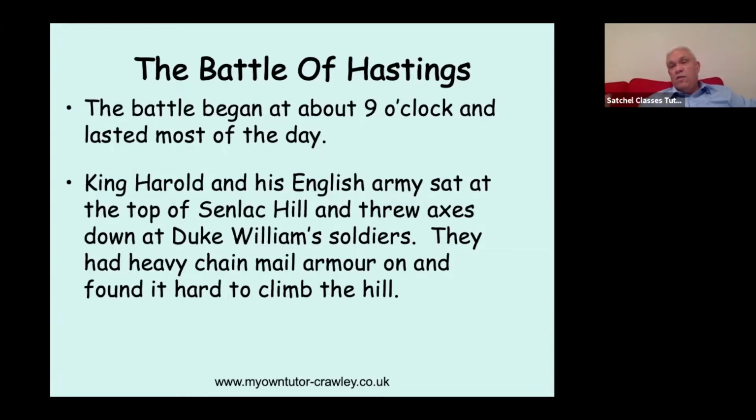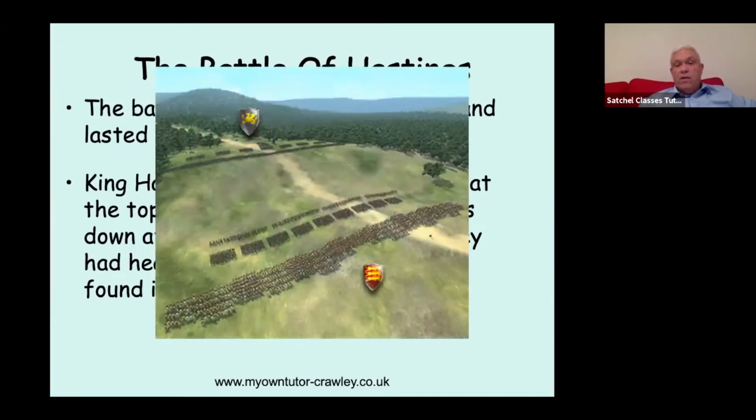William's men had heavy chainmail armour and found it hard to climb up the hill, but Harold's men were at the top. So, as an advantage, Harold's men were at the top of the hill, and that had some sort of advantage, obviously. And this is a kind of artist's impression of what it would have looked like. The top of the hill there would have been Harold, and the bottom there would have been William's men.